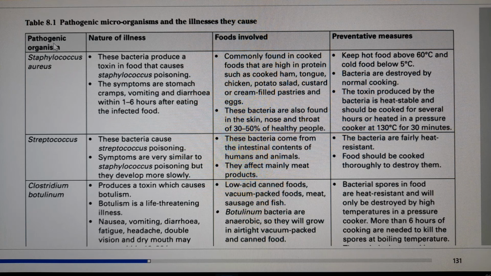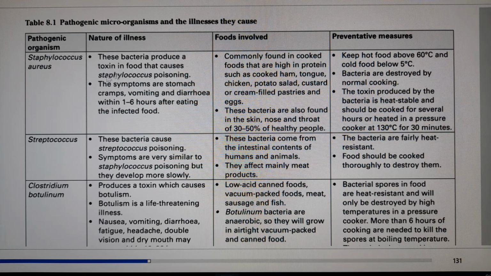Okay, so in the first column we've got the pathogenic organism, and then the nature of illness it caused, and then the food involved. And what can you do to prevent that illness that comes through this pathogenic microorganism. I pronounce it again, pathogenic microorganisms. So they say here, table 8.1, pathogenic microorganisms and illnesses they cause.